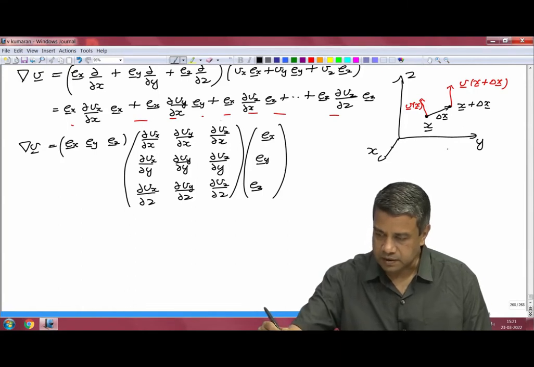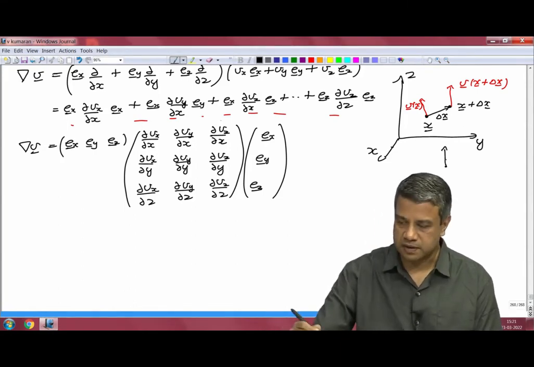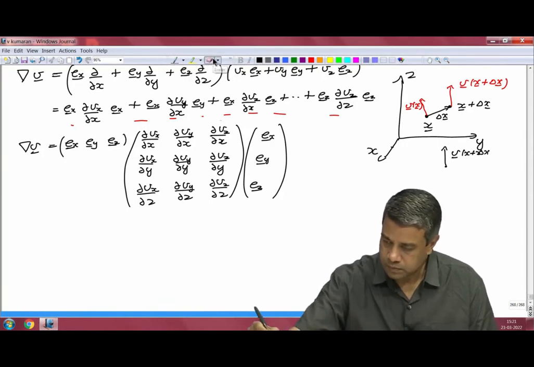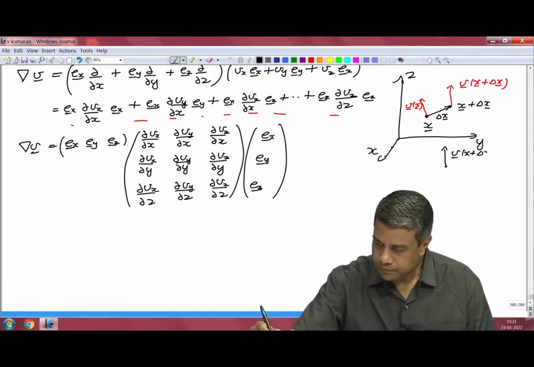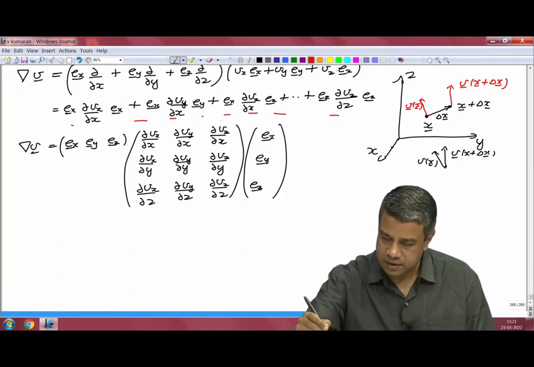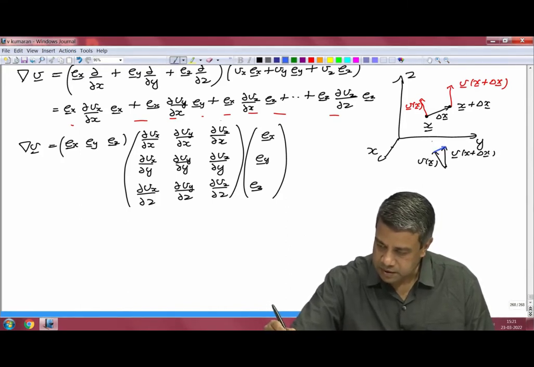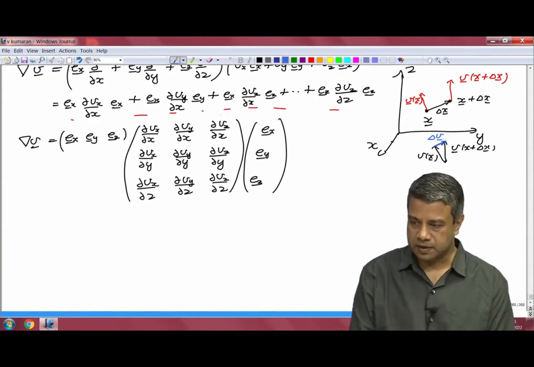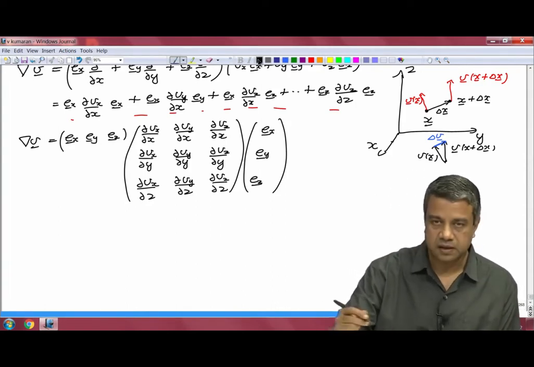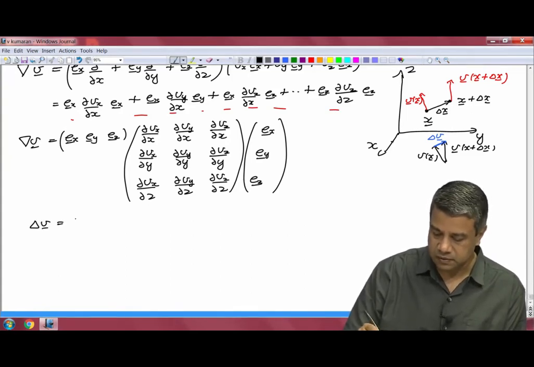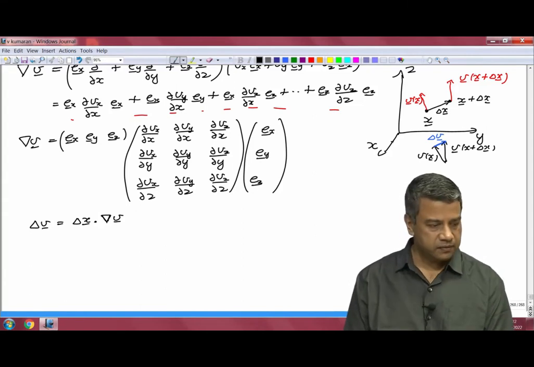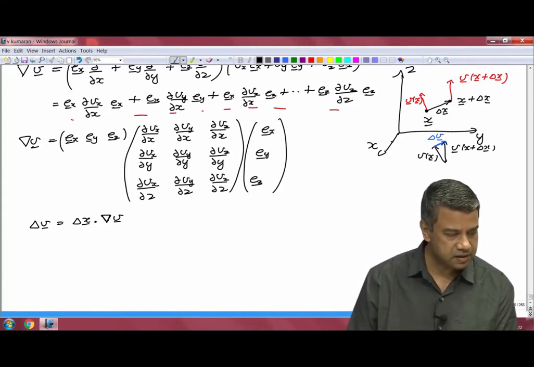So, if I translate the velocity to the same point of origin, this is v at x plus delta x. The velocity at the location x is something like that. And the difference between these two is delta v, the difference between the two vectors. And the relation for the gradient is that delta v is equal to delta x dotted with grad v. This is the relation for the change in velocity when you go a small distance delta x around the location x.